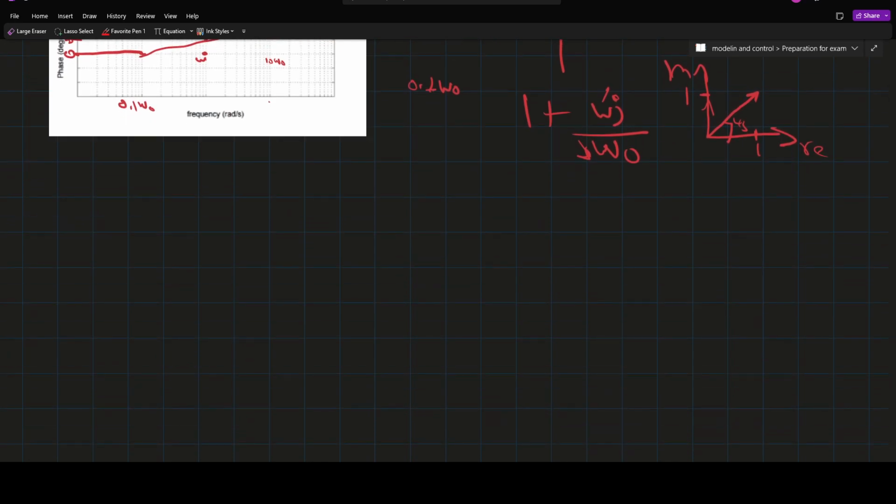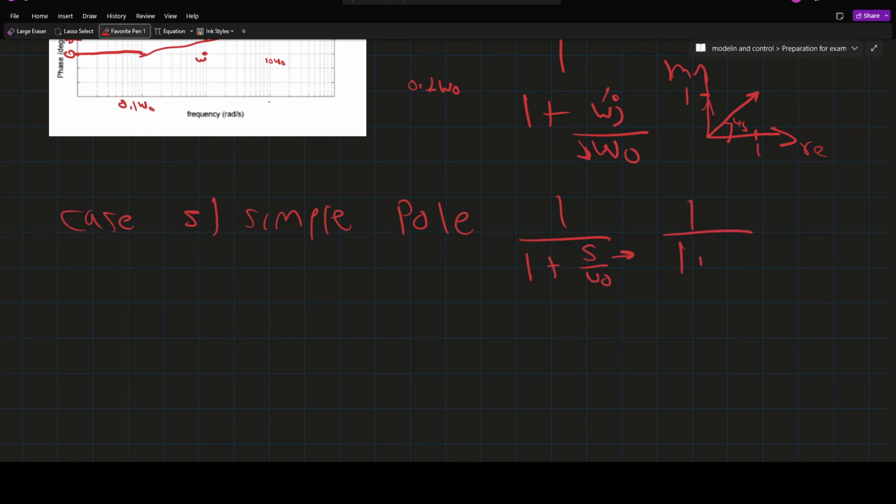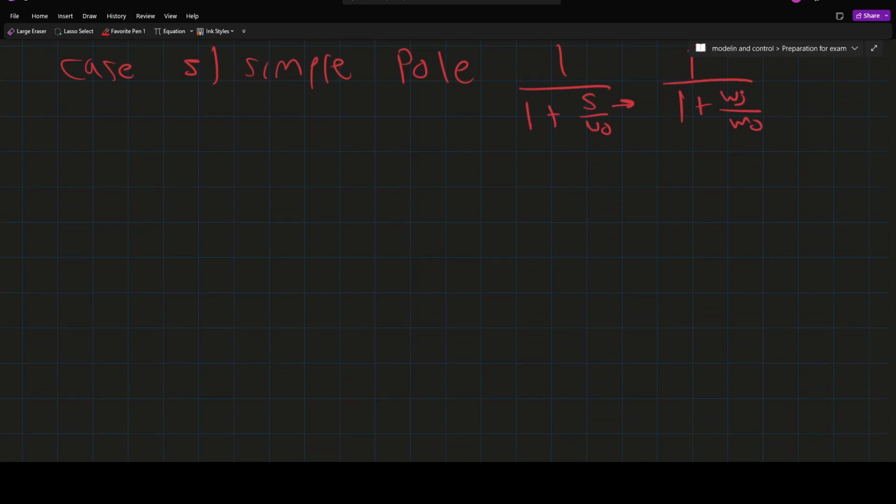Now let's see the last case, and I hope by this time it starts making sense, when we have a simple pole. So it's just like the other case, but this time we have 1 over 1 plus s over omega naught. So this is just going to turn into 1 over 1 plus j omega over omega naught. Okay, and we're going to do the same analysis.